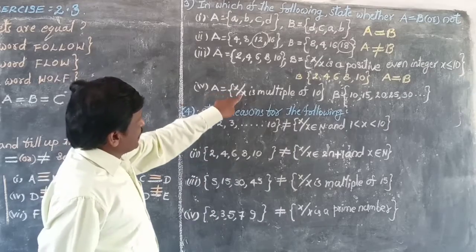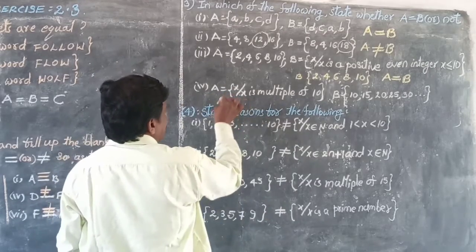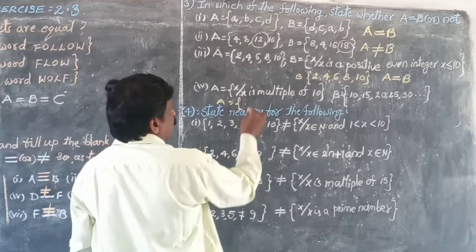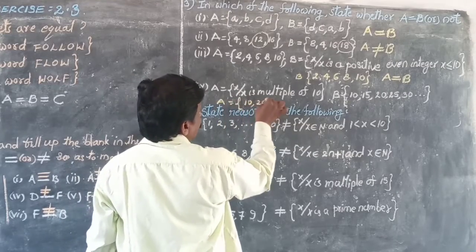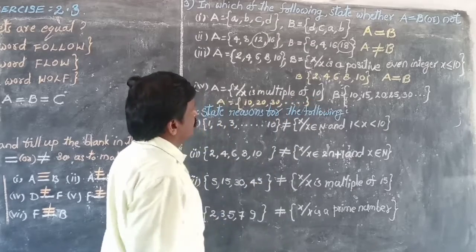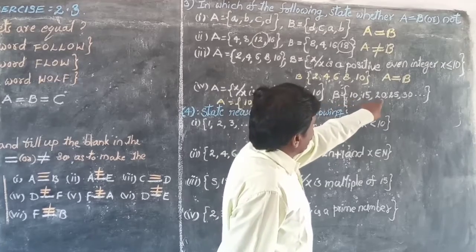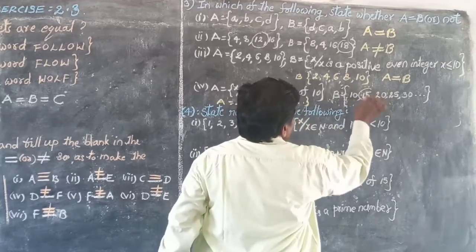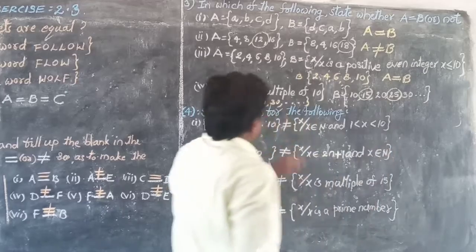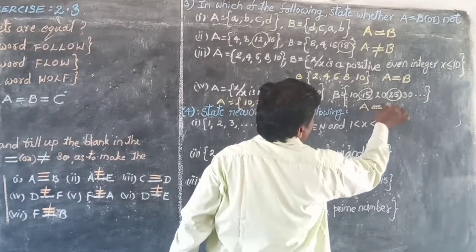Next: x such that x is a multiple of 10. A is the multiples of 10: 10, 20, 30, and so on. B: 10, 15, 20, 25. So 15 and 25 are not in A. So A is not equal to B.